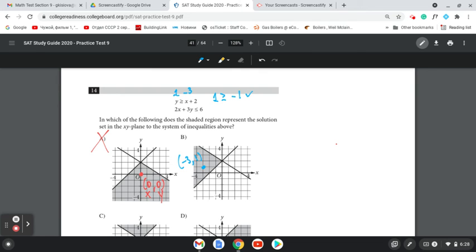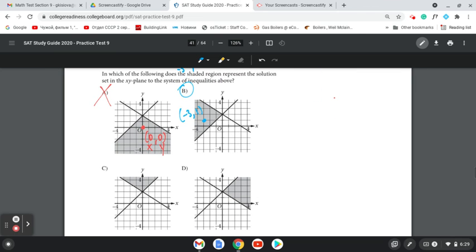For the second inequality, I get 2 times negative 3, which is negative 6, plus 3 is less than or equal to 6. That comes down to negative 3 is less than or equal to 6. That is a true statement. B satisfies both inequalities, and I'm not even going to check C and D for time-saving purposes.